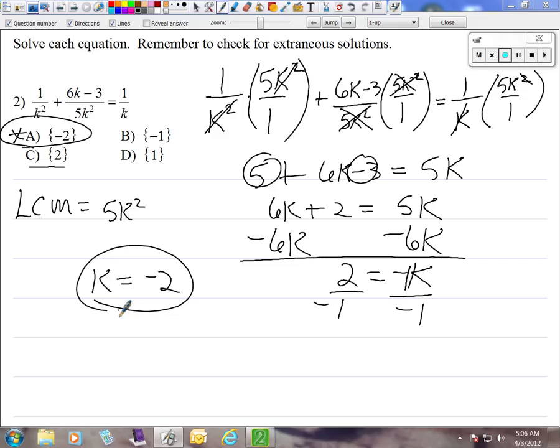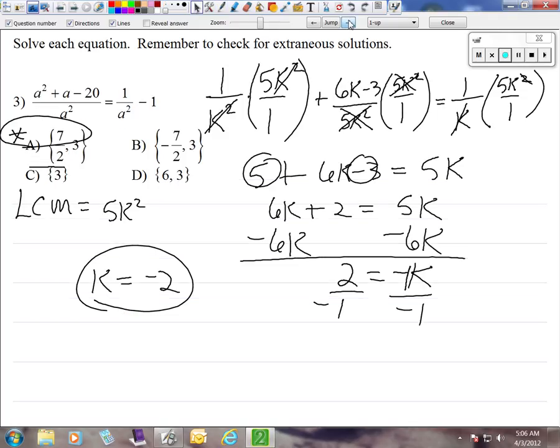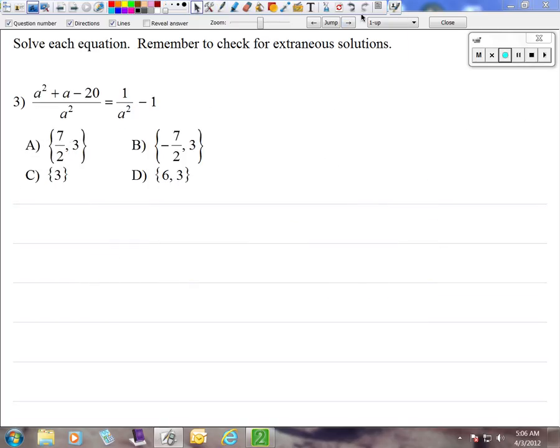Number 3. Now on this one, let's see here. Okay, this time we have a little bit different situation because we have a 1. Sometimes it can cause a problem with some people, but we still do the same thing. Our least common multiple here, or least common denominator, pretty obvious this time, it's a squared. So let's go ahead and do this and you'll see what happens.